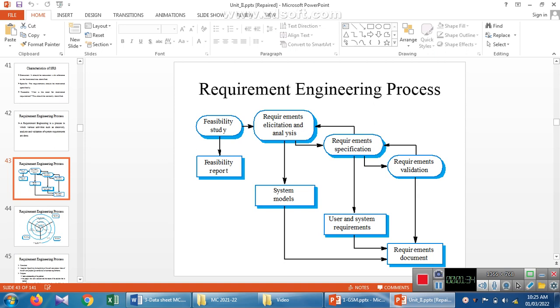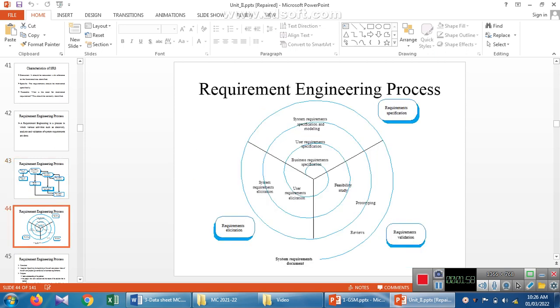After completing the system model, user requirement, system requirement and requirement validation, all the outputs will be designed into the requirement document. After completing the requirement document, we can easily identify how the software will be developed and what the requirements are for developing the software product.